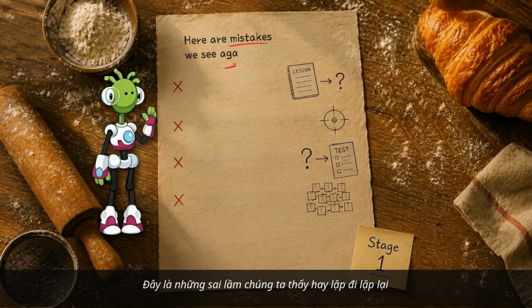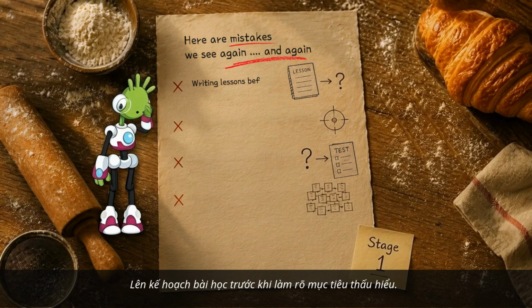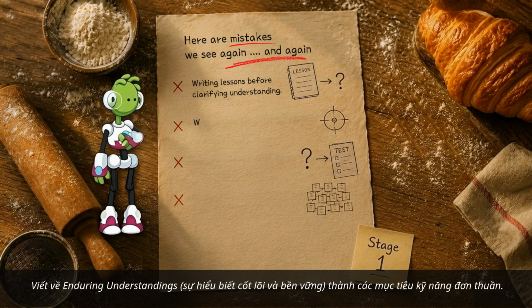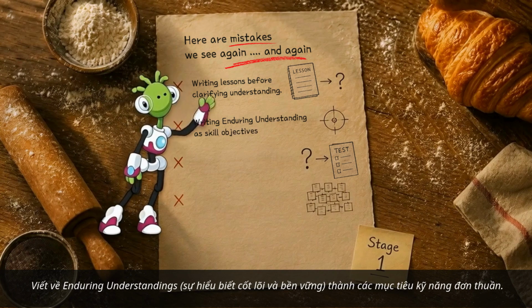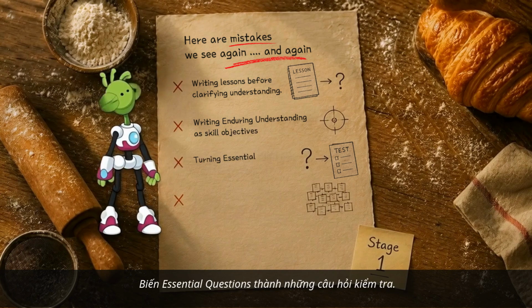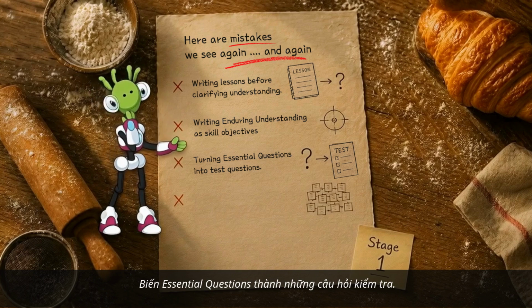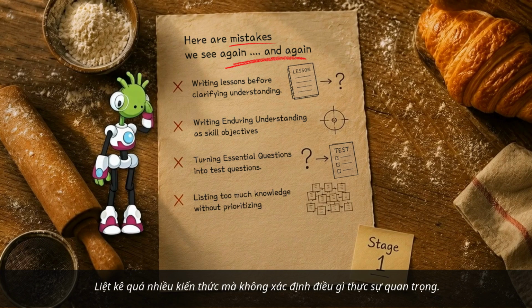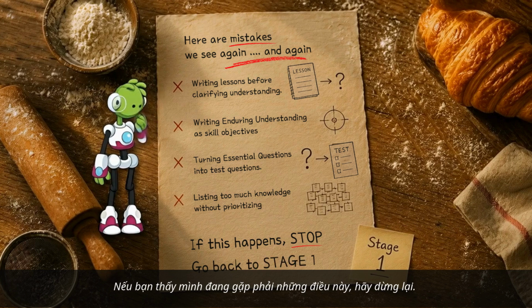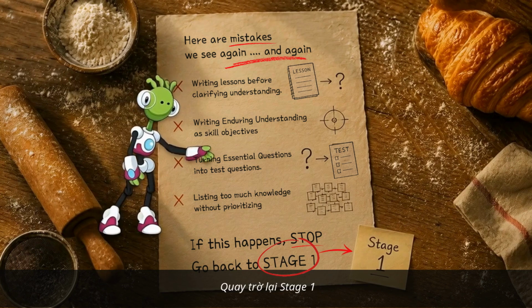Here are mistakes we see again and again. Writing lessons before clarifying understanding. Writing enduring understandings as skill objectives. Turning essential questions into test questions. Listing too much knowledge without prioritizing. If this happens, stop. Go back to stage 1.